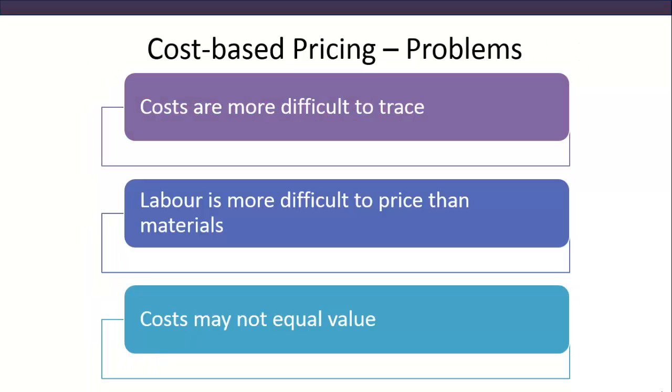Cost-based pricing has some challenges. It is often more difficult to trace costs, especially labor costs. For example, let's assume you are a tutor. How much do you charge? Do you charge $40 an hour? How come some tutors can charge $150 an hour and still have a long wait list? On what basis is the price so different?